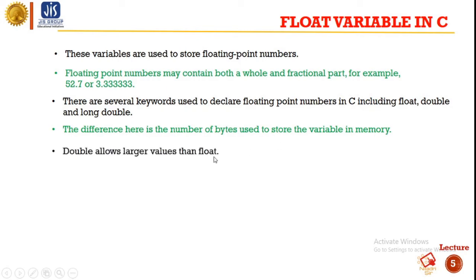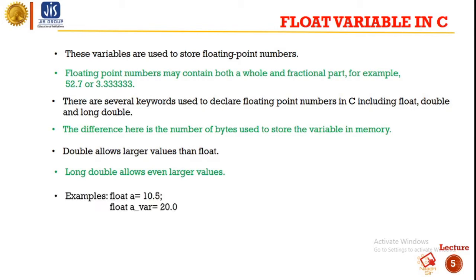Double allows larger values than float. Long double allows even larger values than float and double. These are the examples: float a = 10.5, float a_var = 20.0. Here a and a_var are the variable names, float is the data type, and these are the values.